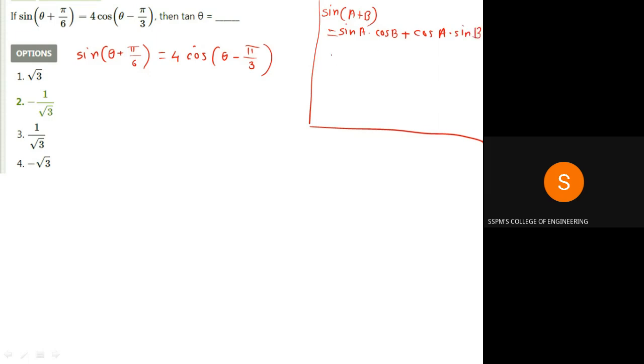In a similar way, we can find cos of angle A plus B. Here we have to use cos of A minus B because we are given cos of theta minus pi by 3. Subtraction of angles is given here. So what is the cosine of that? How do we find it?